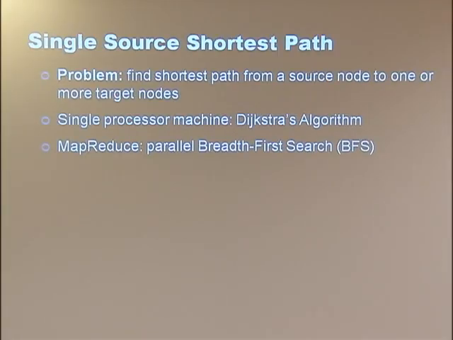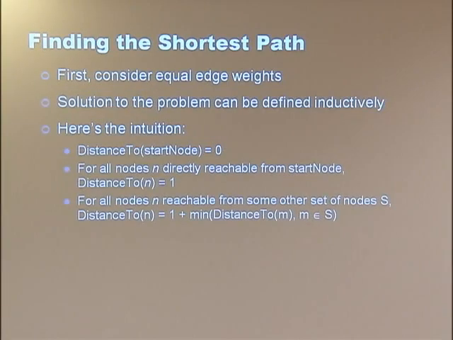So let's talk about how we'd solve the single source shortest path problem. Given a source node, you want to find the shortest path from the source node to one or more multiple nodes. If you think back to your algorithms course, you'd solve this with Dijkstra's algorithm. But in MapReduce, we're going to solve it with parallel breadth first search.